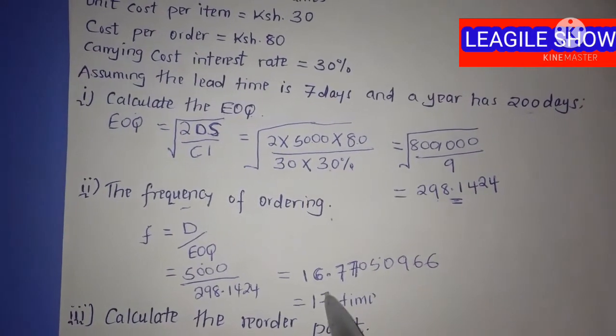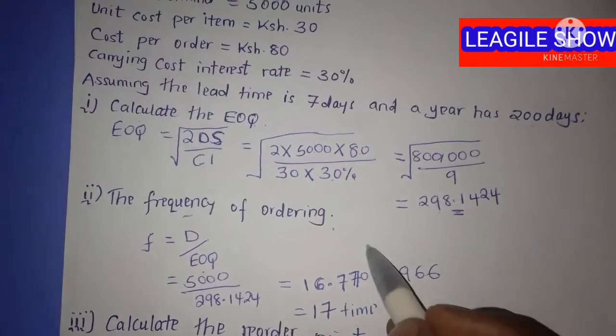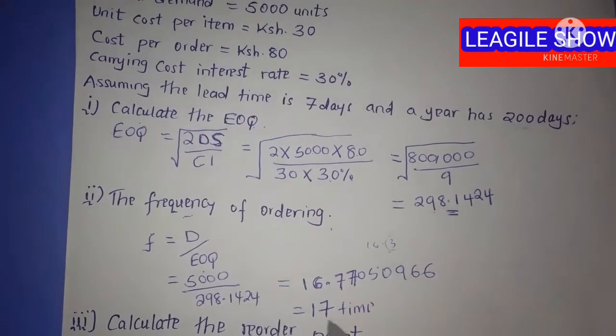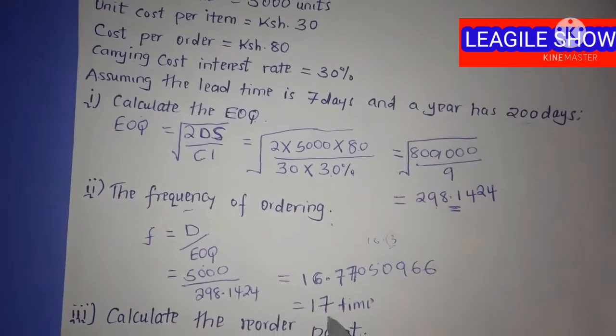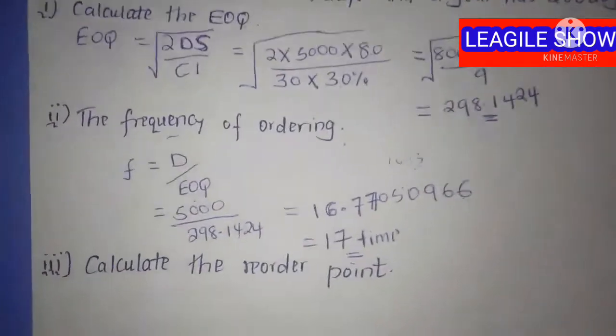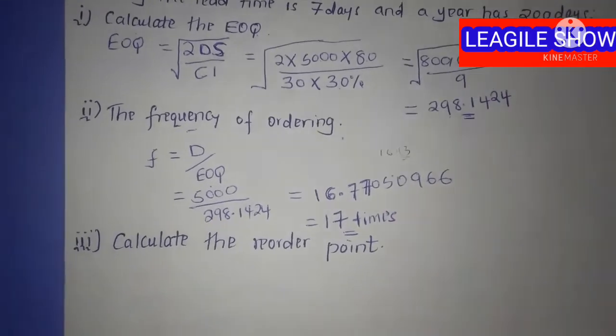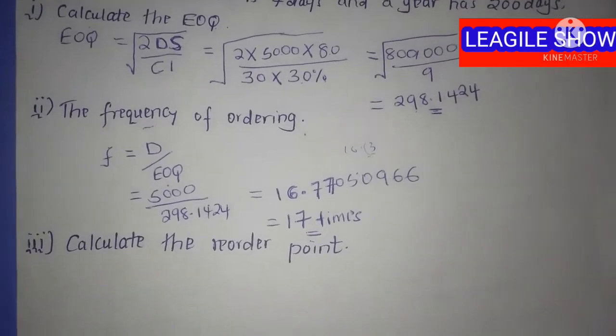So if you round off, even if it was 16.3, it would force you to go for the next whole number, so it will still be 17 times as our frequency.